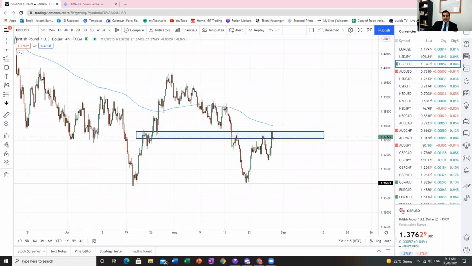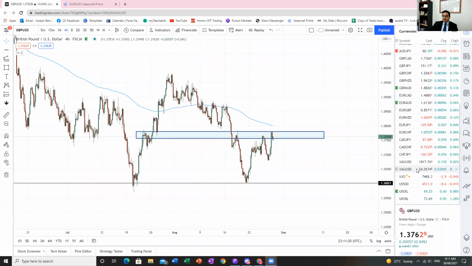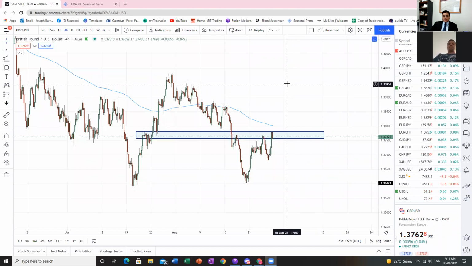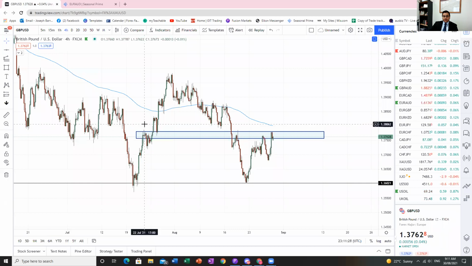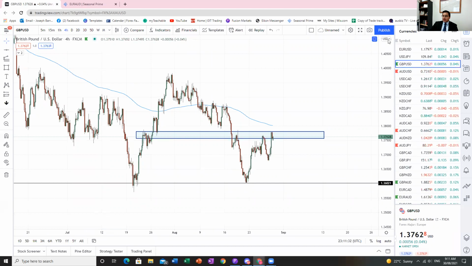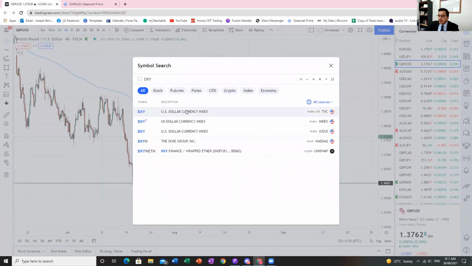Can I take a look at USD against what? Do you mean the index? What is the symbol on TradingView? I'm still getting used to TradingView, all the symbol names and stuff. Is it DXY? Not there yet.